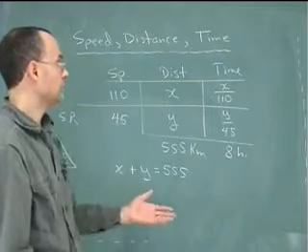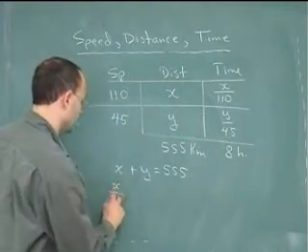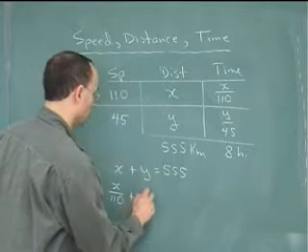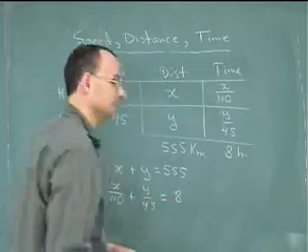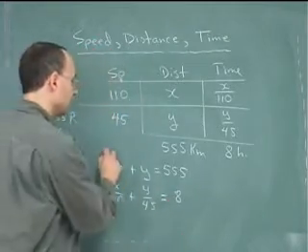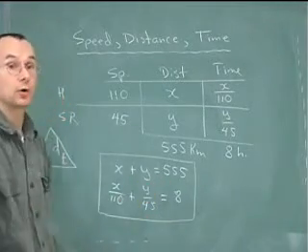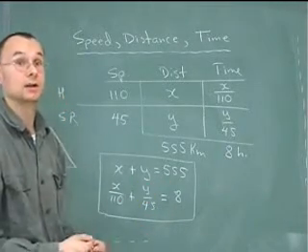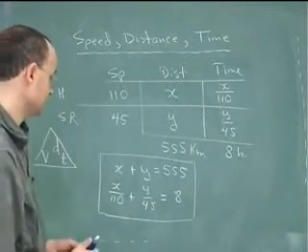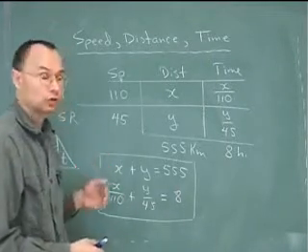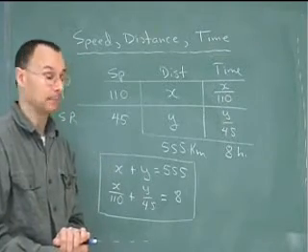And another equation is, well, we've got total time here. So I've got x divided by 110 plus y divided by 45 equals 8. This is my system of equations. All I have to do now is go ahead and use a technique to solve that system. Now my suggestion would be, top equation looks great, the bottom one has a bunch of fraction stuff in it, so I'm going to clean that up.